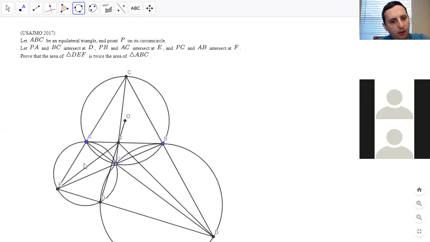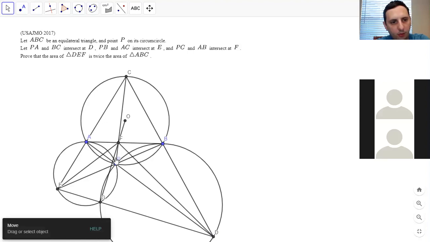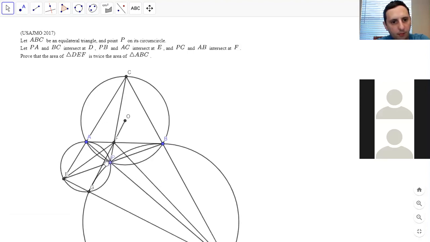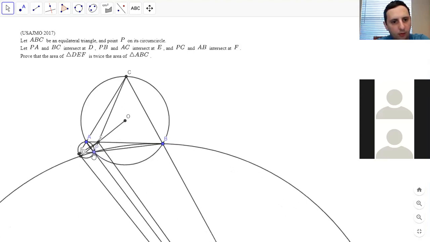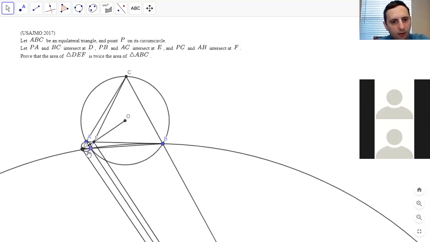So yeah, how do we relate the areas? As P moves along this arc, what happens to the area of DFE? It should be the same apparently, but I wonder if the area of this whole quadrilateral stays the same. I don't think so, because once we have it like this, it looks like it would have a really big area, right?